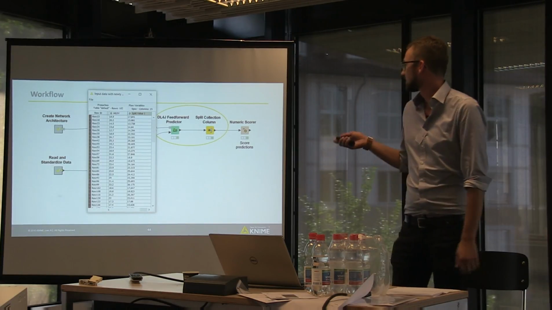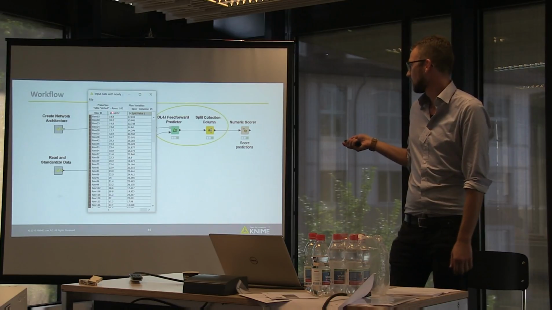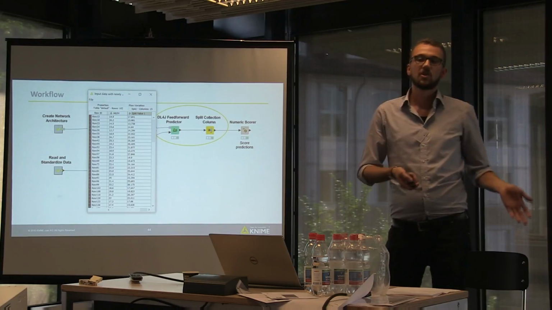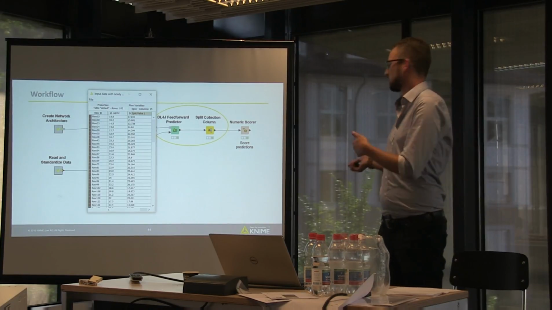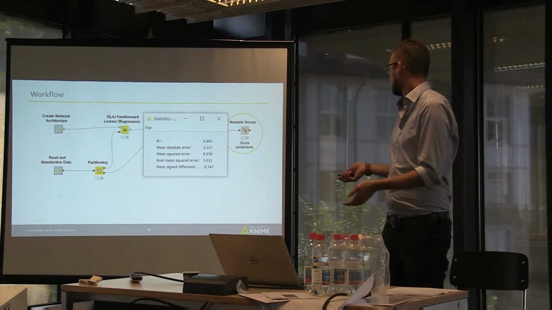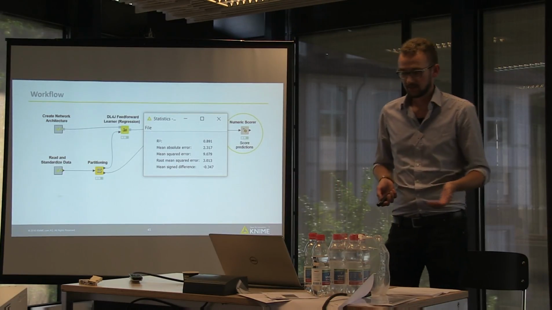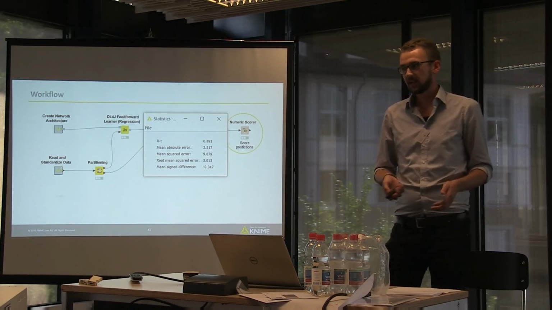In this case, because we only have one target value, we only have one output value, which looks like this. So here you can see a table of the ground truth target value and the predictor value. And now in order to evaluate how well we are doing, we can use a numeric scorer node, which calculates measures like the mean squared error or the mean absolute error. So we can evaluate how well we are doing.